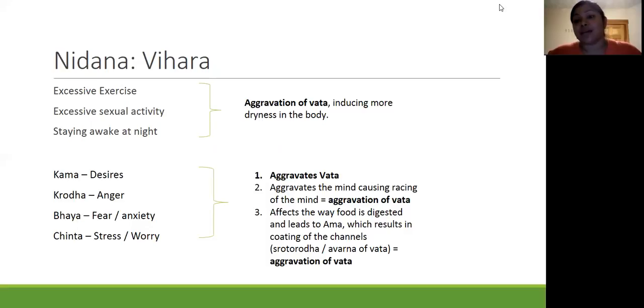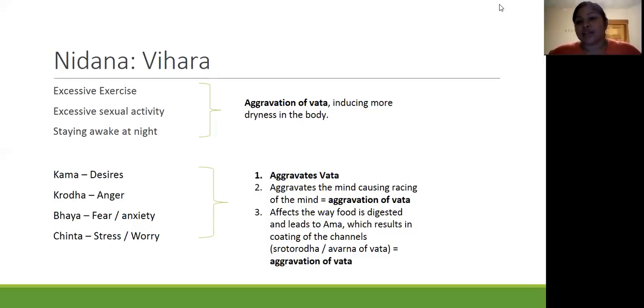Krodha, anger, also can aggravate vata, because if you're angry, that causes the mind to move much faster. And remember, we talked about the close relationship between the mind and vata. So the faster the mind is moving, the faster vata is also going to move, okay? Bhaya, fear or anxiety.